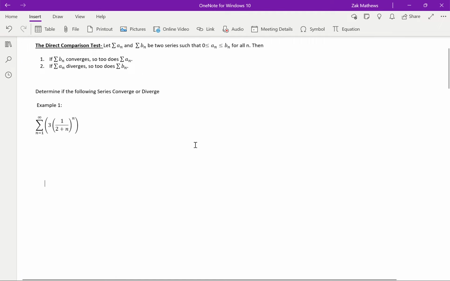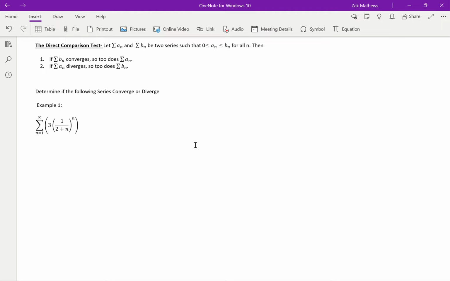Two comparison tests for series for determining if they're convergent or divergent. The first of those is the direct comparison test. Now, these should remind you of the direct and limit comparison test we had for integrals, and that's because they are very, very similar. We're just applying this now to series. So let's start by defining the direct comparison test.